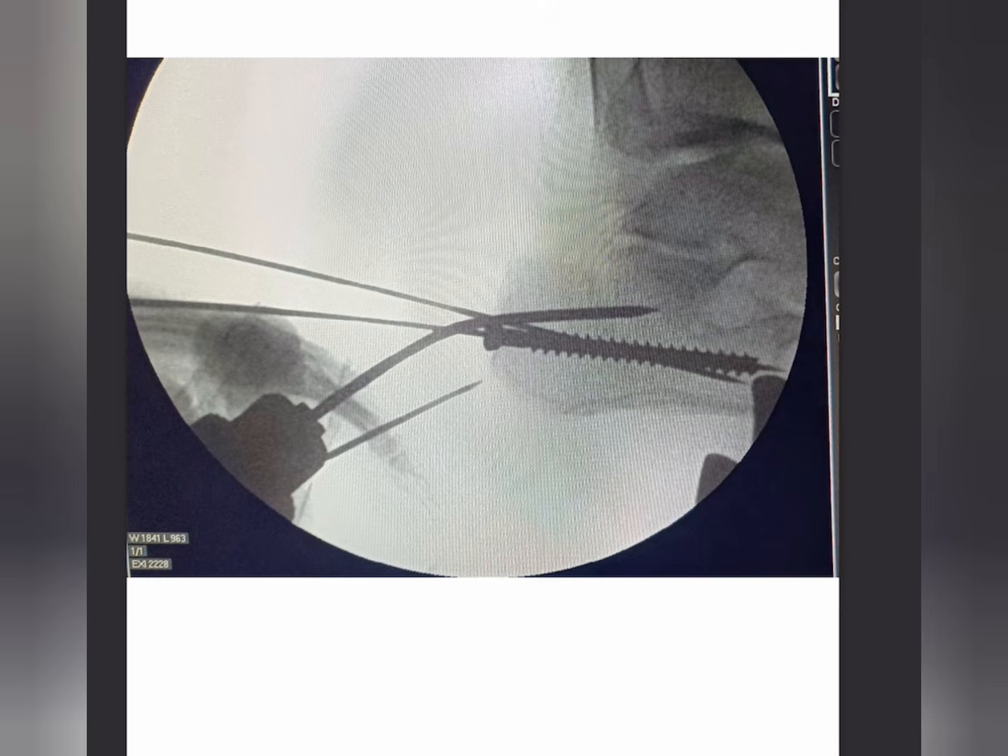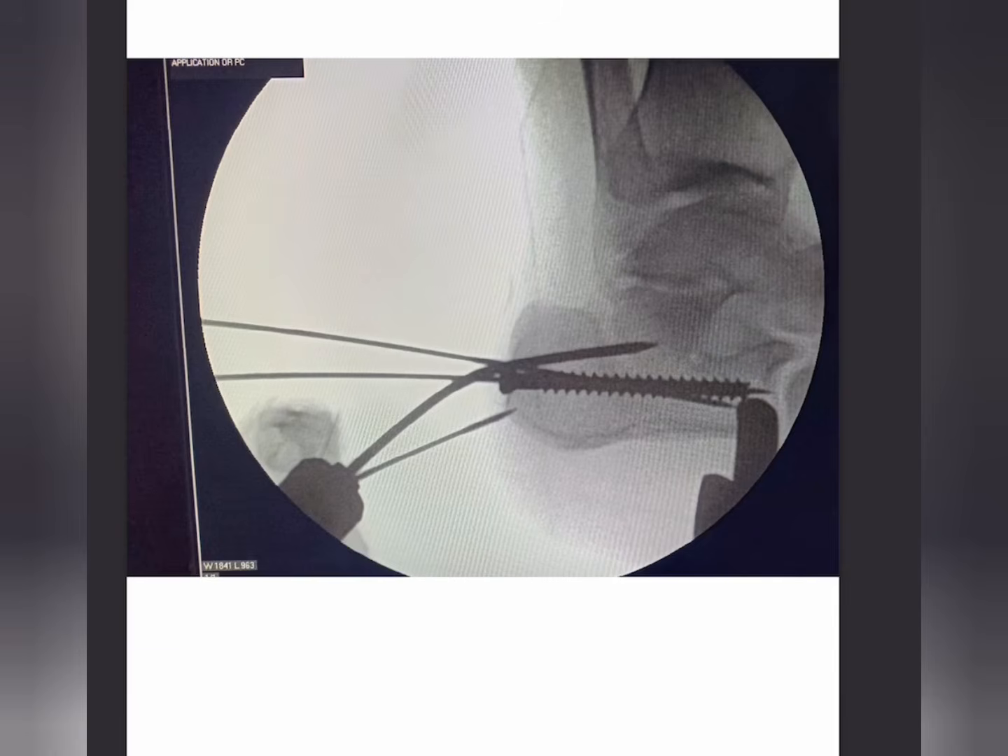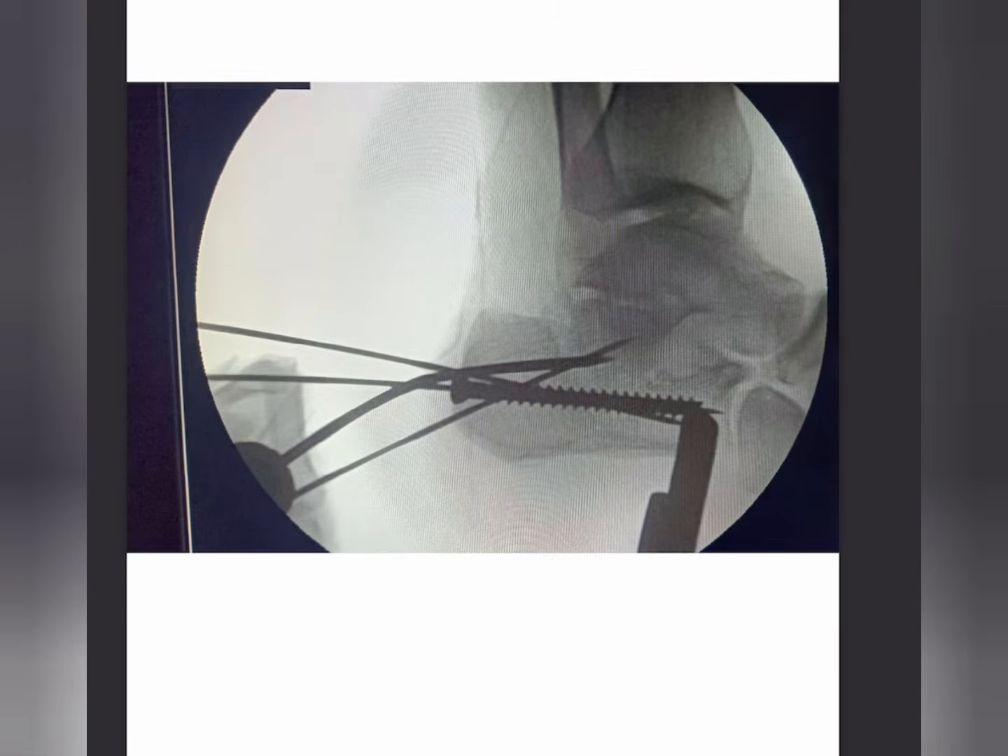So this is the second guide wire. So my plan is, this is the fracture line. So my plan is to go absolutely perpendicular to the fracture line so that I can get the best compression. Okay, so this is where I am entering my second guide wire. My plan is to go like this, perpendicular to the fracture line. Okay, so I have gone perpendicular to the fracture line.